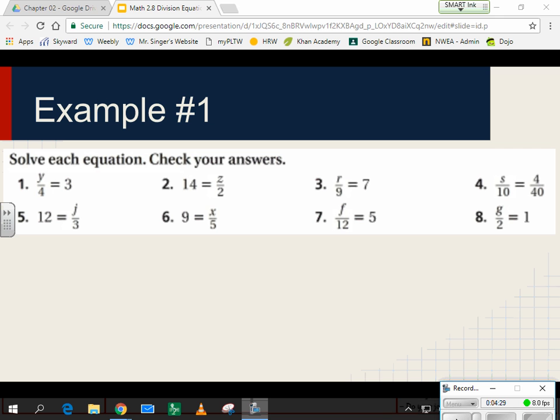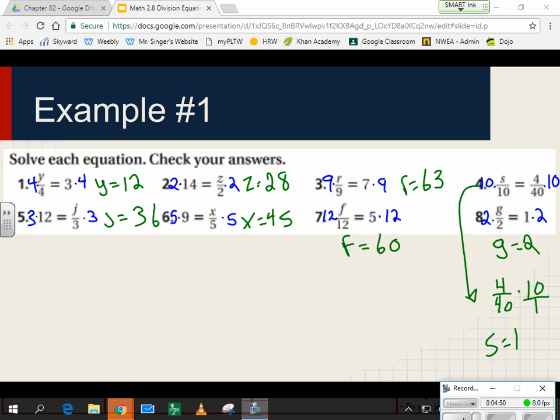All right, I have 8 problems for you to solve. Remember, all of these are using the inverse of dividing. So you're multiplying the number that is in the denominator to both sides. And by doing that, you're canceling out and just leaving the variable alone. Come back when you have all 8 done.